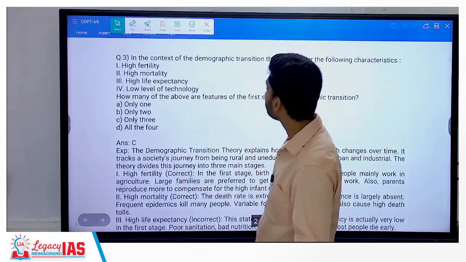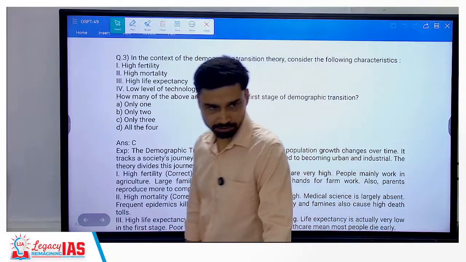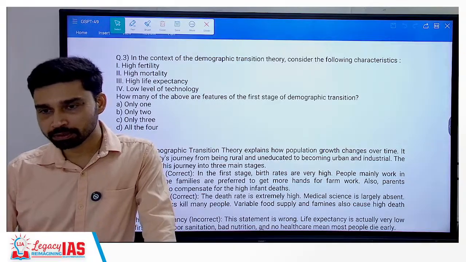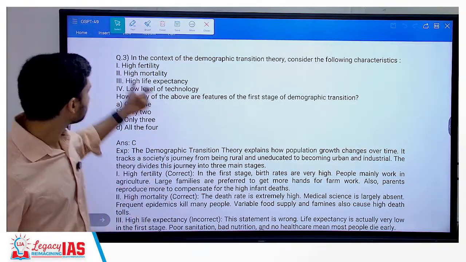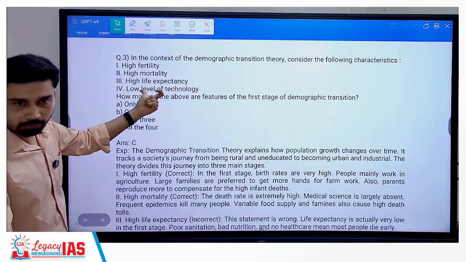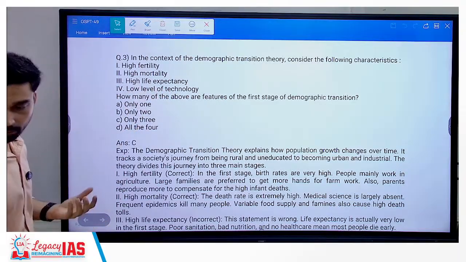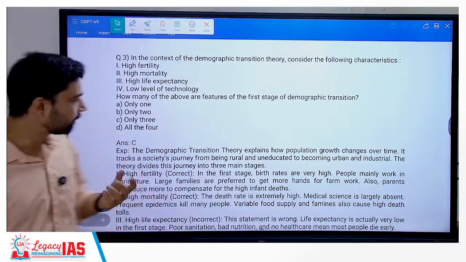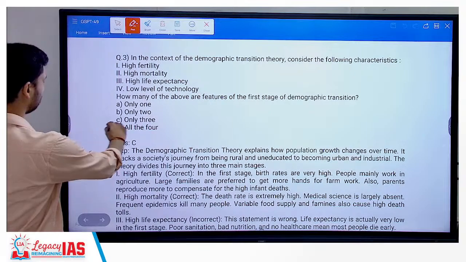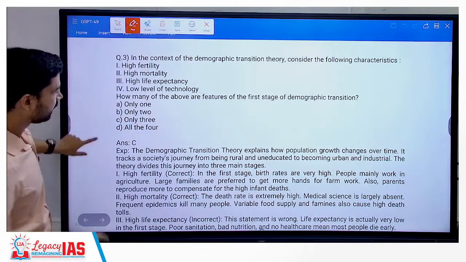Then third, in the context of demographic transition theory, which we have discussed. What do we have in the initial stage? High birth rate, high death rate. That means high fertility, high mortality, and low level of technology. Technological development happens in the second stage, right? So what is the correct option? C. It's given here. Answer C.